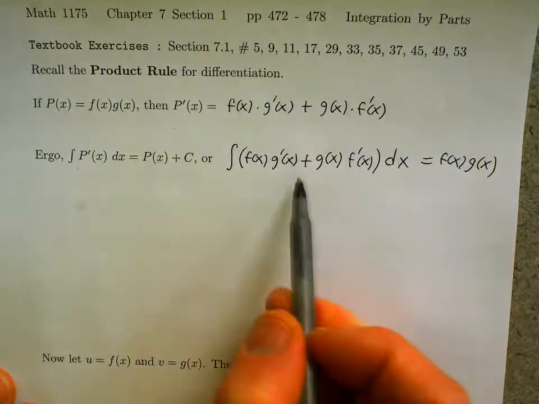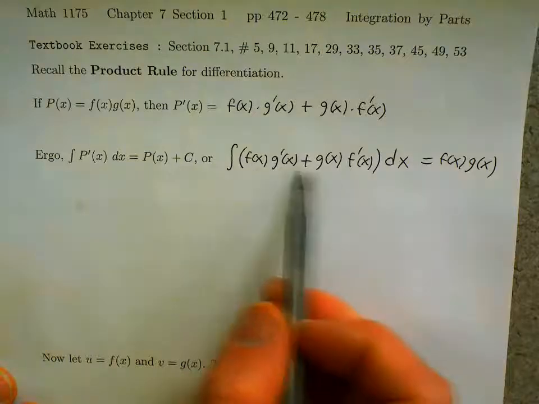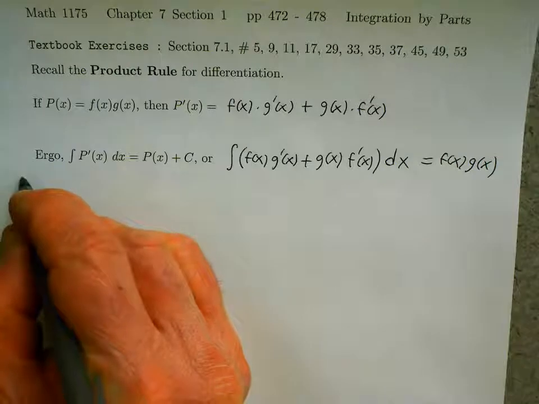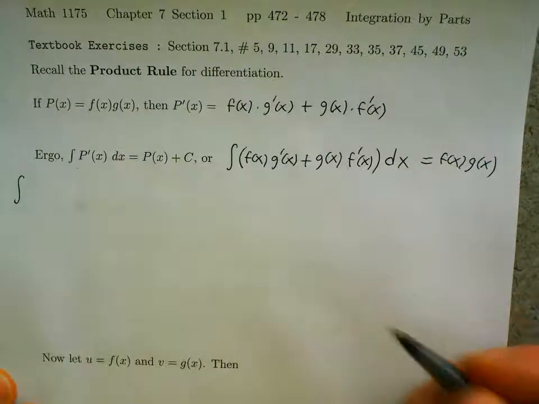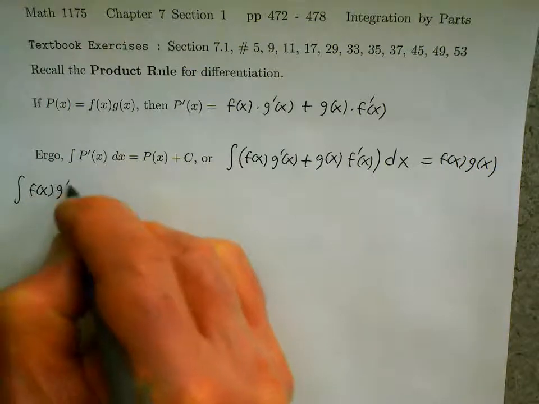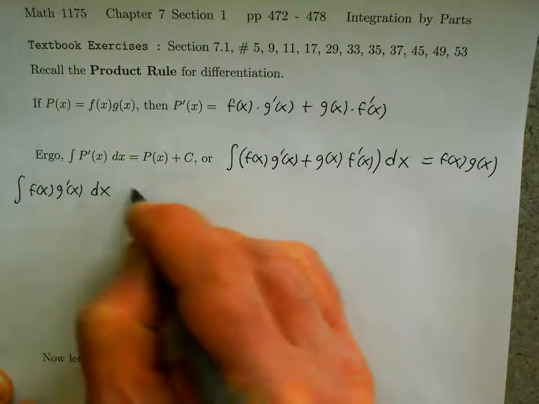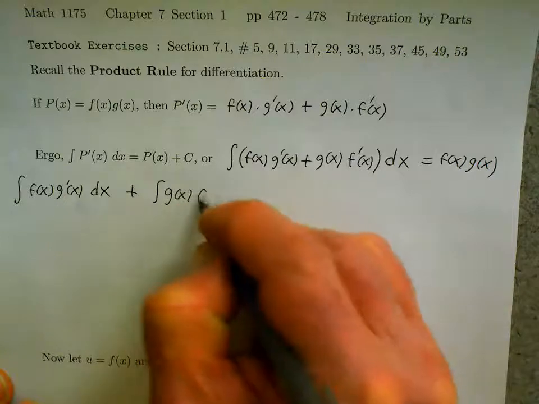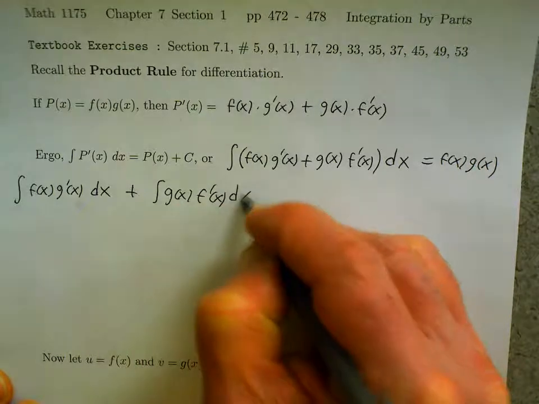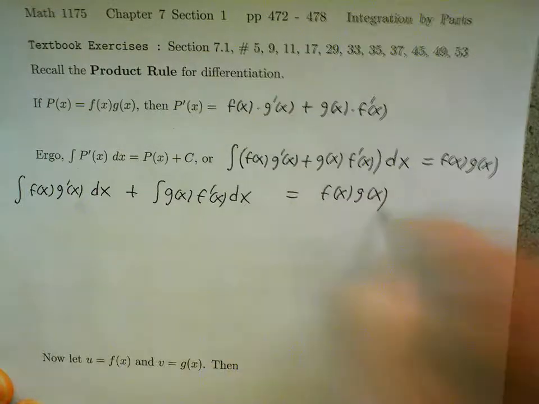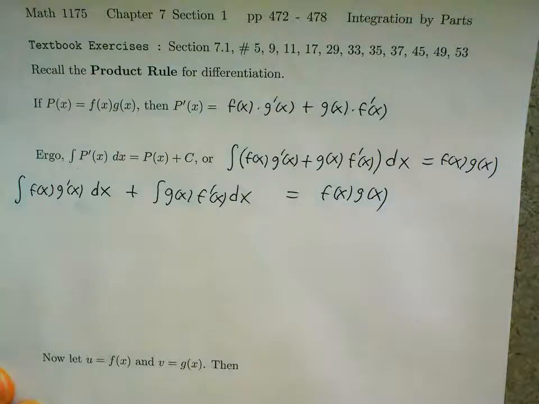On the left-hand side, in the integrand, we have a sum of two products. So this can be written as the indefinite integral of f of x times g prime of x dx plus the indefinite integral of g of x times f prime of x dx, which is equal to f of x times g of x. And in the next step, we will have our integration by parts formula.